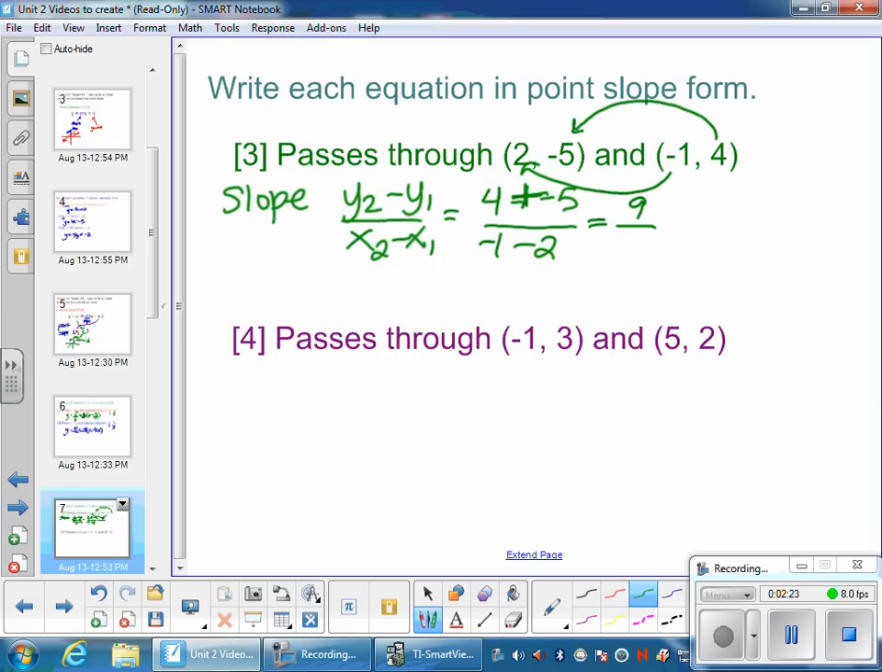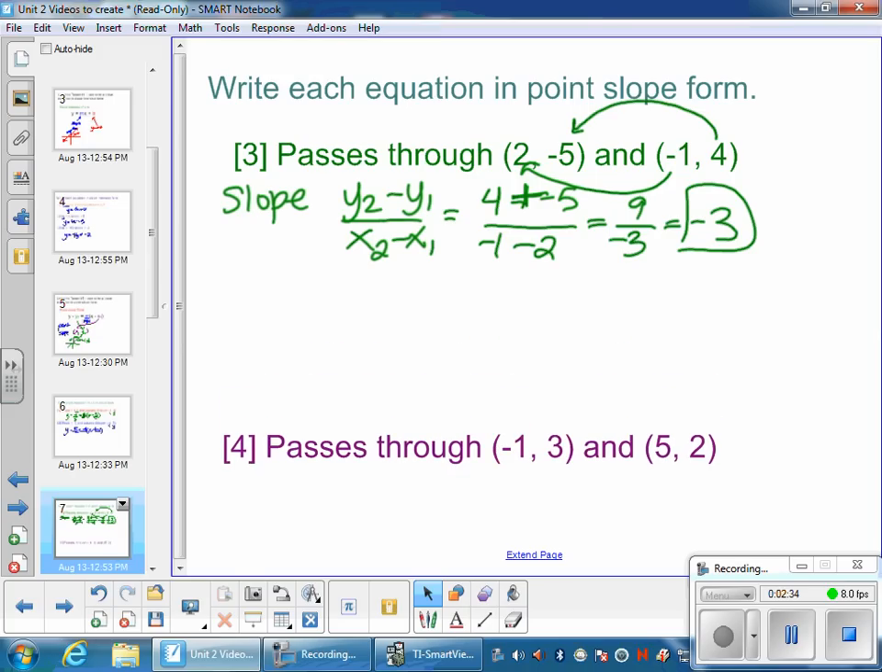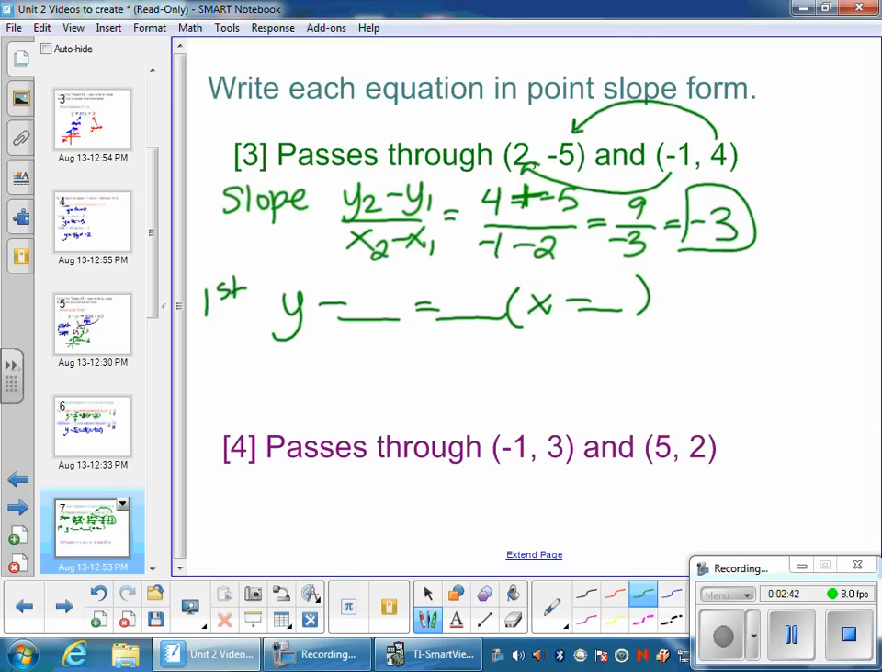4 plus 5 is 9. -1 minus 2 is -3. So my slope is -3, but that's not what I was asked to do. I was asked to write an equation, and I'm going to write 2 different equations. So the first possible equation, all right, y minus blank equals blank, x minus blank. Or I'll write a second one. For both equations, the slope is still going to be -3. The difference being, I'm going to pick whichever point I want.